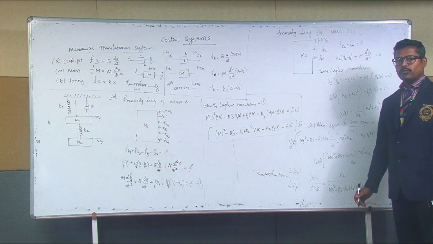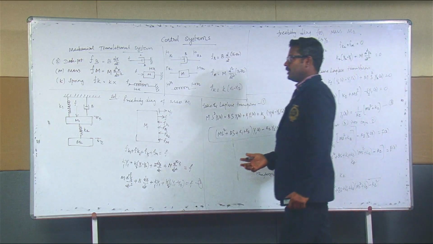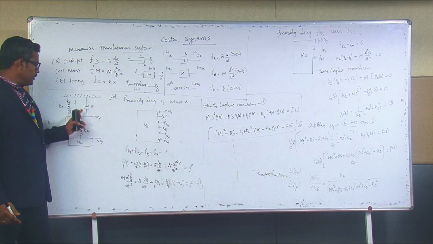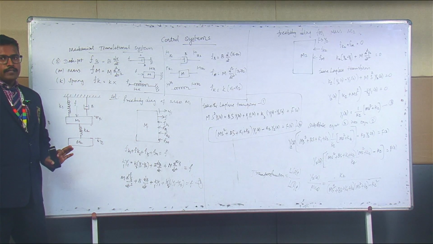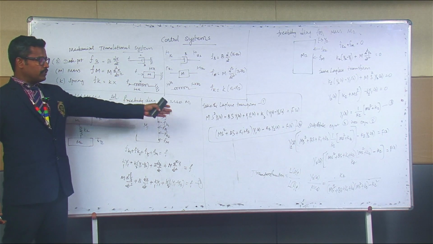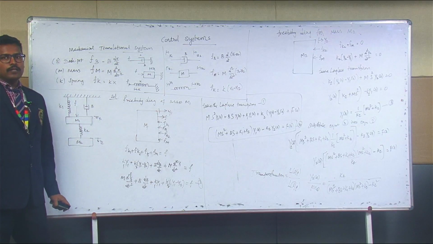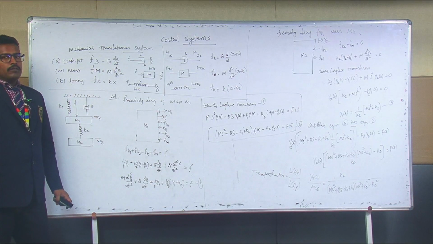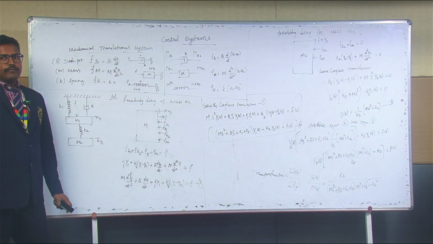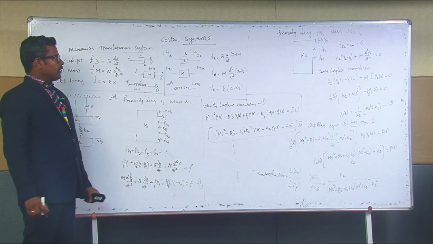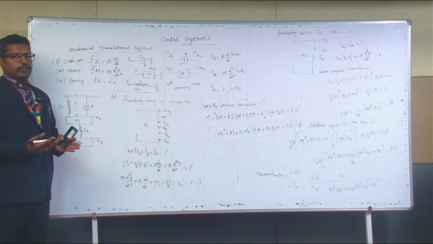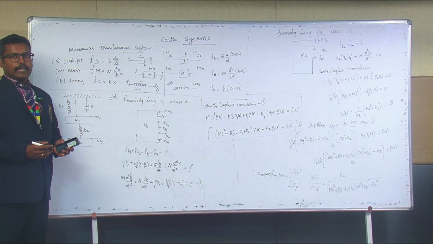In the same way, we can derive the mathematical equation for any type of mechanical system which is a combination of mass, damper and spring. We can also derive the equation for a rotational system, where the displacement is represented with the help of theta. We can also convert this mechanical equation into the equivalent electrical system.